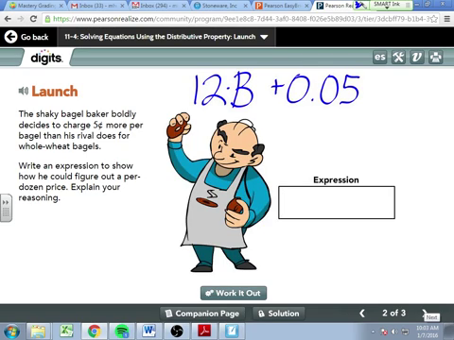You got beat out by Ella. Do you know? Yeah, I was gonna say this, how it's written, only adds 5 cents to the entire price, not to every bagel. Here's how we fix it.